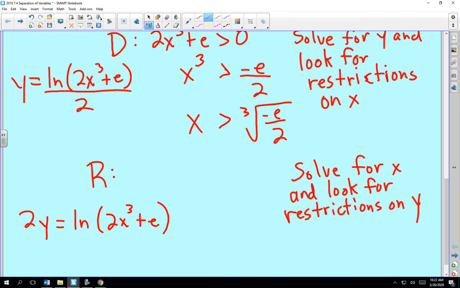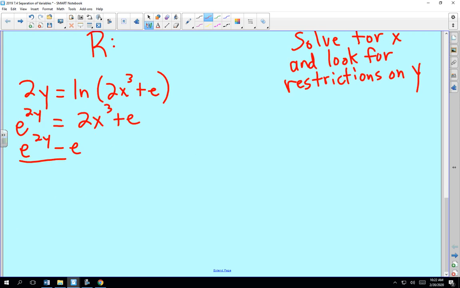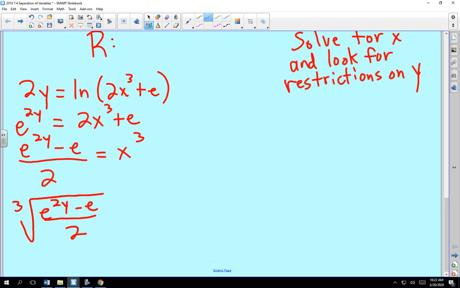How do I get rid of the ln? You exponentiate each side, so we're back to the e to the 2y. And exponentiating that leaves me 2x cubed plus e. That's why I was saying it would have been easier from a previous step. That's okay. And then subtract the e over. So it's e to the 2y minus e, divide by 2 is x cubed. And then the final step would be cube root. So the cube root of e to the 2y minus e over 2 equals x.